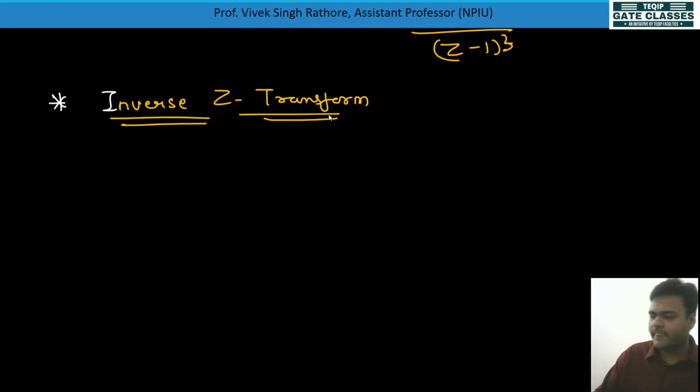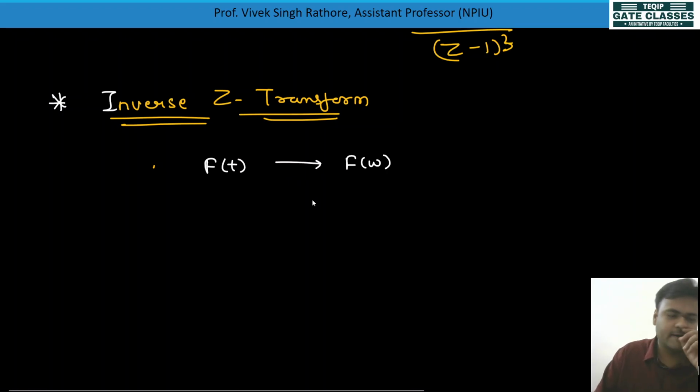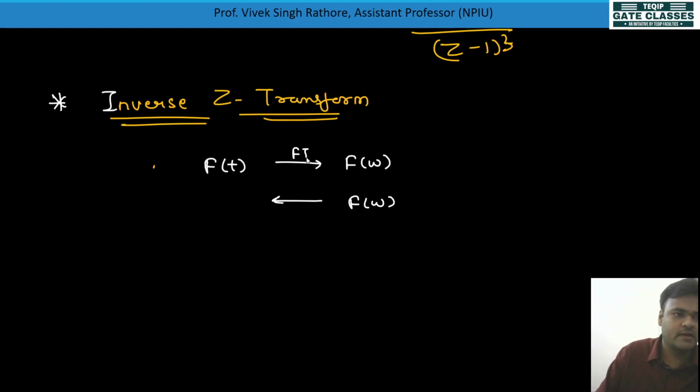So, if I recall the Laplace transform or normal Fourier transform, what we have seen is the inverse value. If we take the Fourier transform of f(t), we get F of omega. And wherever we need to go from F of omega back, the inverse Fourier transform will give us f of t.